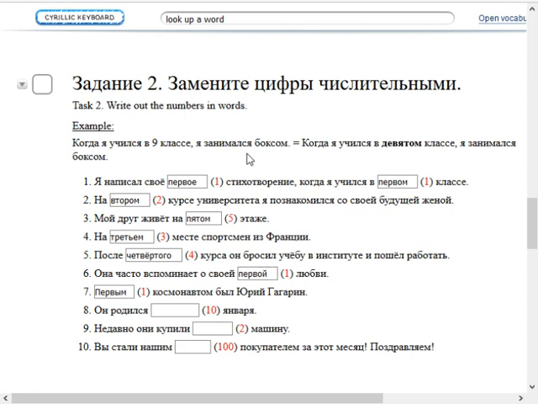Он родился десятого января. So he was born on the 10th of January. Он родился 10 января. Недавно они купили вторую машину. Recently, they bought their second car. Вторую. Они купили вторую машину. Recently, they bought their second car.